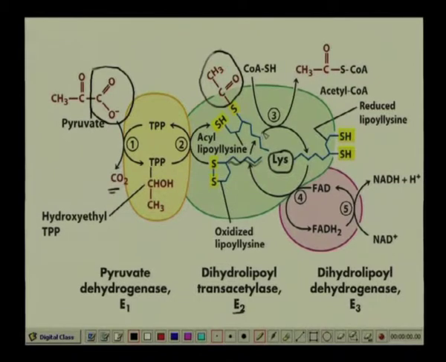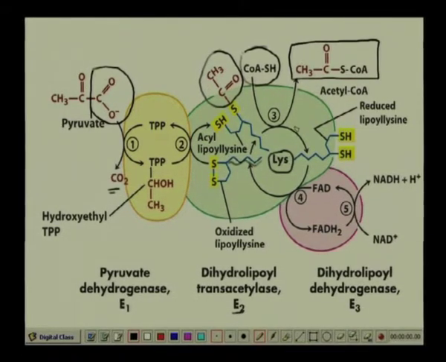Now, what happens is coenzyme A comes into the picture. Coenzyme A now has to form acetyl-CoA. So, it picks up this acetyl, forming acetyl-CoA, and then you have the reduced SH. Now, what must happen for this to act again? This has to get back to the dithiol there.